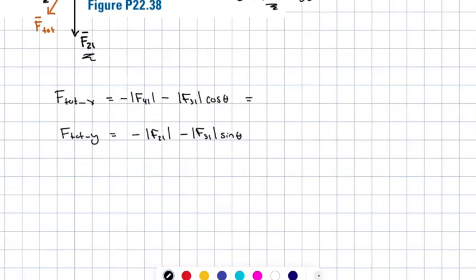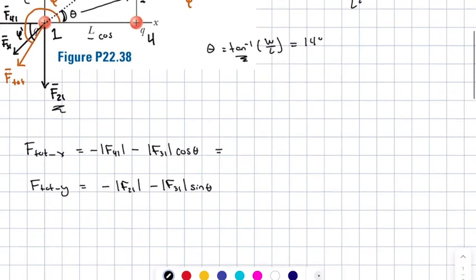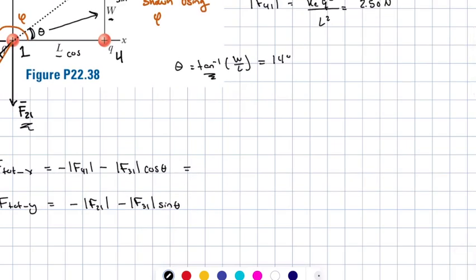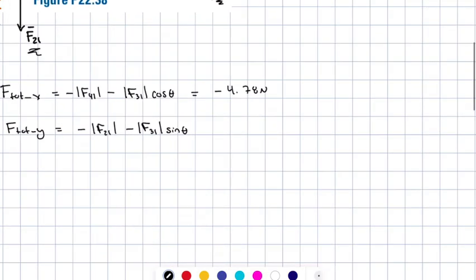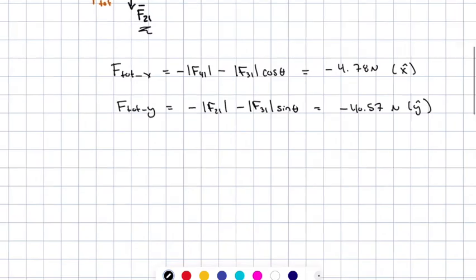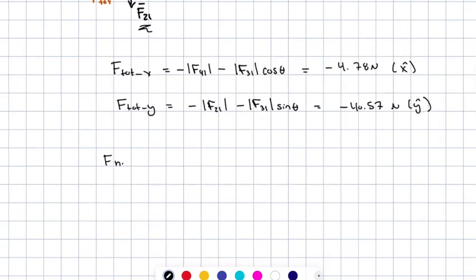I plug in all of my numbers, so the values I obtained down here for the magnitude, and I get negative 4.78 newtons in the x hat direction, and I get negative 40.57 newtons in the y-hat direction. I can report the answer as such, so F net, the vector, is going to be negative 4.78 newtons i-hat and negative 40.57 newtons j-hat.